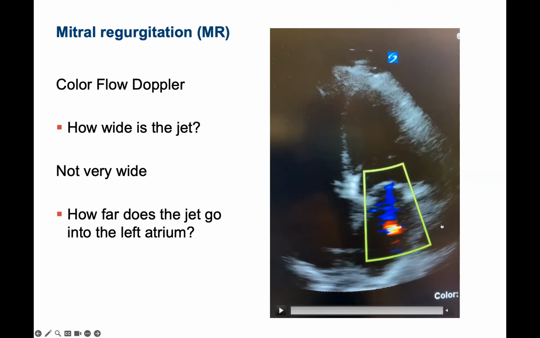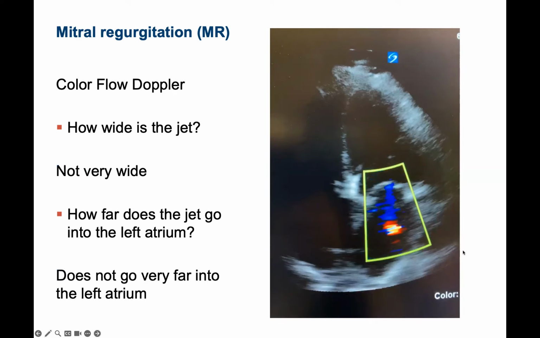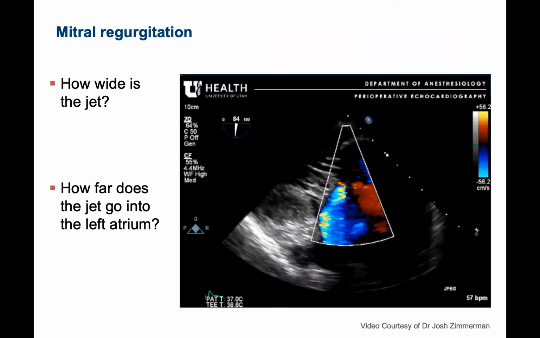The next question is, how far does the jet go into the left atrium? It goes here, but my answer is that it does not go very far into the left atrium. So this is an example of mild mitral regurgitation. Again, from a POCUS standpoint, not something I think is contributing to my patient's hypotension.